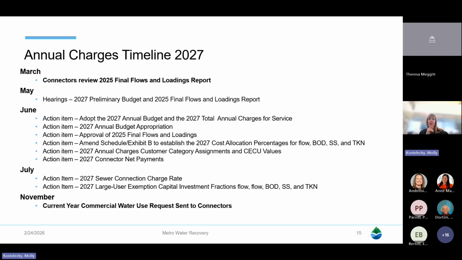If some of you have budgeting processes that start not quite as early as ours, but almost as early, you might be able to get some better information about what your payment's going to be for the next year, and hopefully get that into your budget process. So these are the action items that the board will take, and the only two things for you as connectors are that March reach out in terms of reviewing your final flows and loads report, and then the November request.